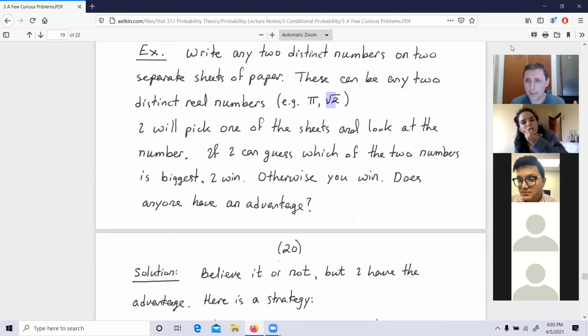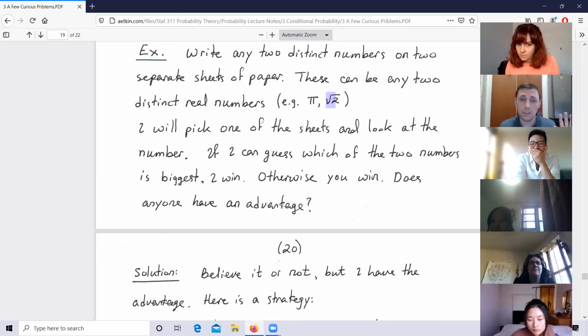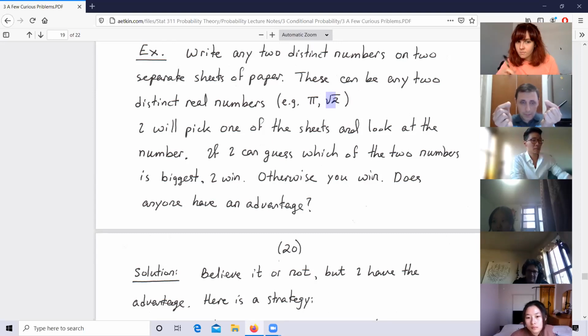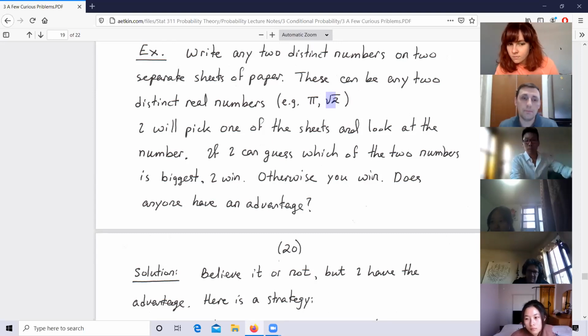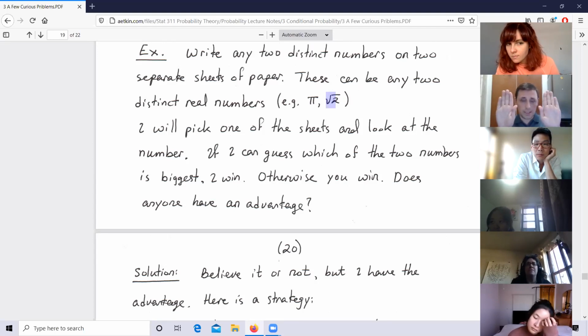And now hide those numbers from me. Don't show them. Good? Now, I will pick one of the pieces of paper and I will look at your number. And then my goal is to guess whether or not the number I picked is the largest of the 2 or the smallest of the 2. Does it make sense? You understand what I will do? I'm not going to guess the numbers. I'm not going to guess which is the second number. I'm just going to decide whether or not the second number is bigger than the number I just looked at.